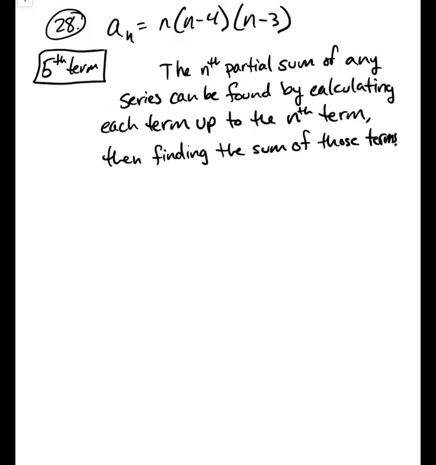The nth partial sum of any series can be found by calculating each term up to the nth term. So in this case, our nth term for number 28 is the fifth term, and then finding the sum of those terms. So I want to find the value of each term for the first term, the second term, the third term, fourth, and then fifth. And when I find the value of each of those terms, I want to then add them up together.